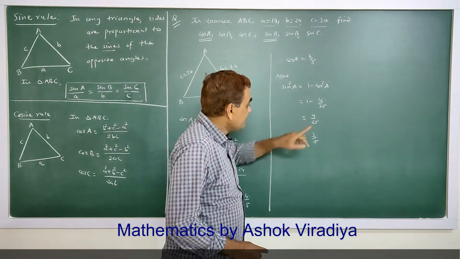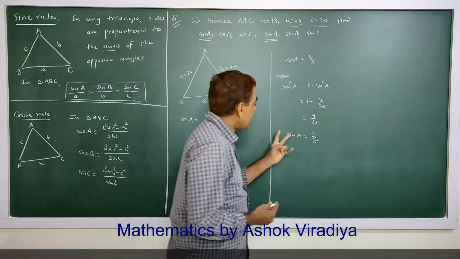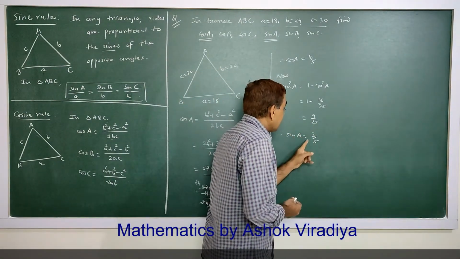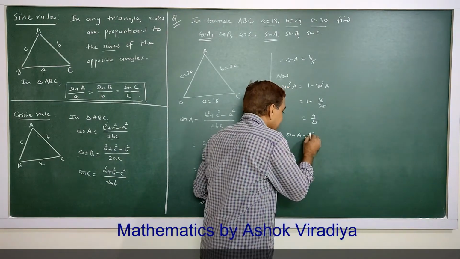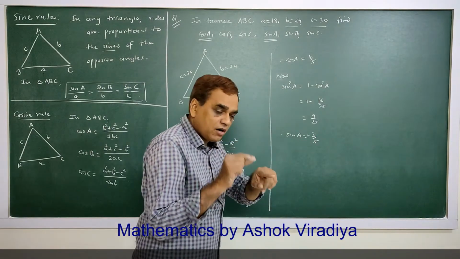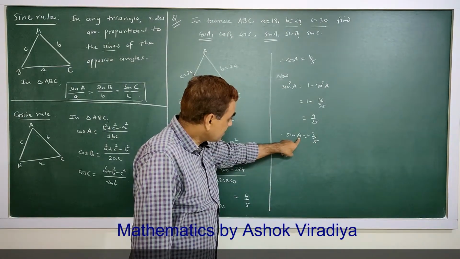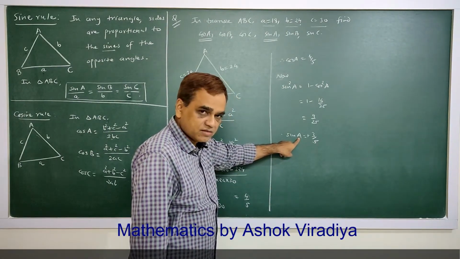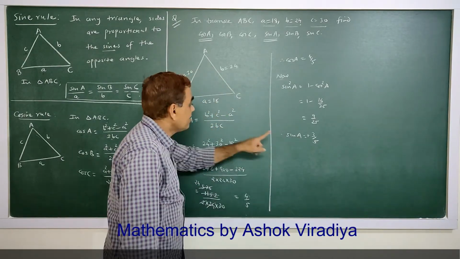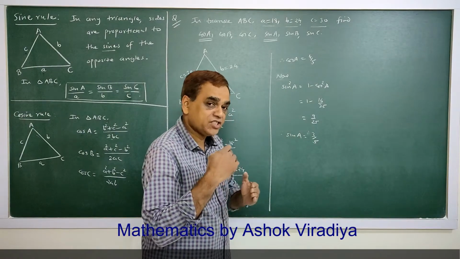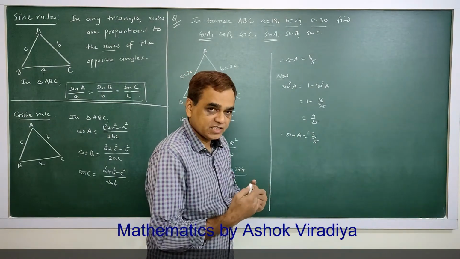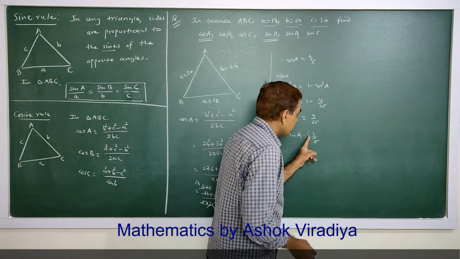Sine square A is 9 by 25. So sine A can be plus or minus, but here it will be plus, because A is an angle of a triangle and its value will be between 0 to 180. So this will be positive.